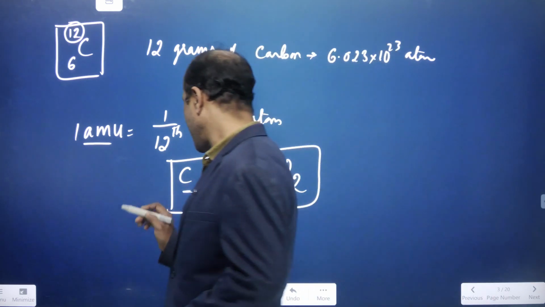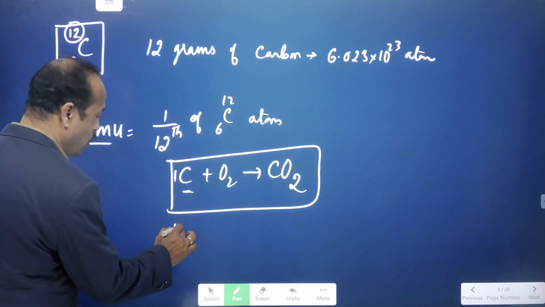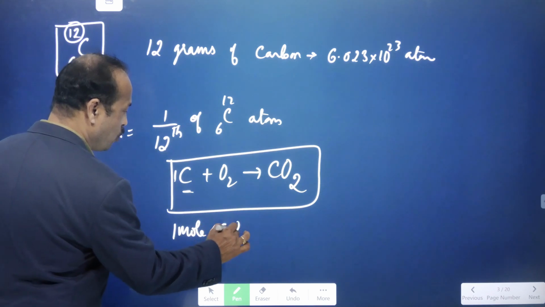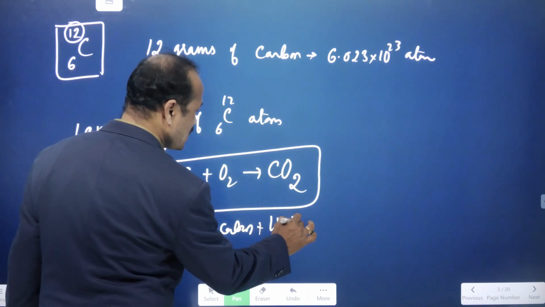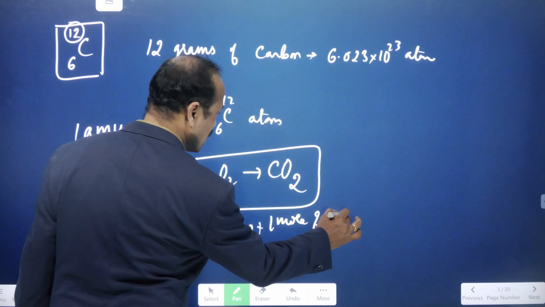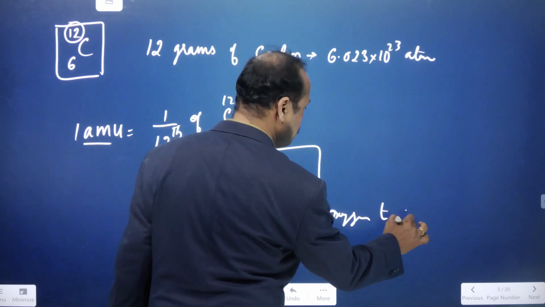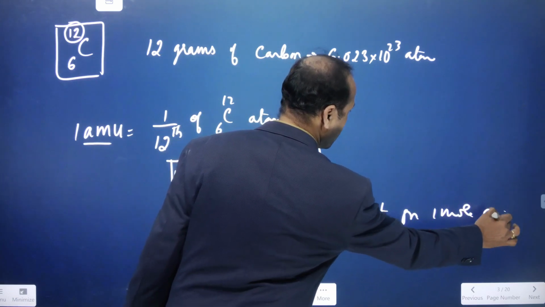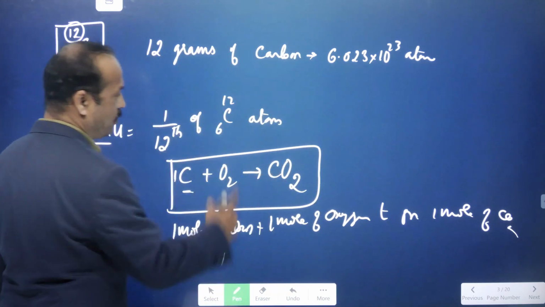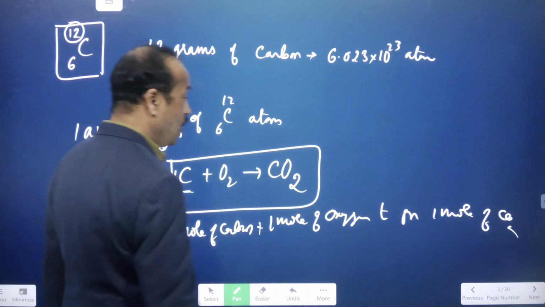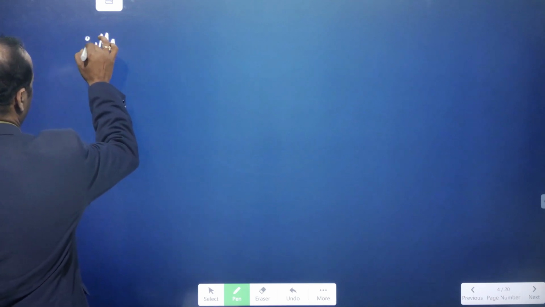Here, before the carbon there is no number, so the meaning is 1. So 1 mole of carbon burns in 1 mole of oxygen gas, here also no number, to give 1 mole of carbon dioxide. So 1 mole of carbon burning in 1 mole of oxygen forms 1 mole of carbon dioxide. Is this clear?